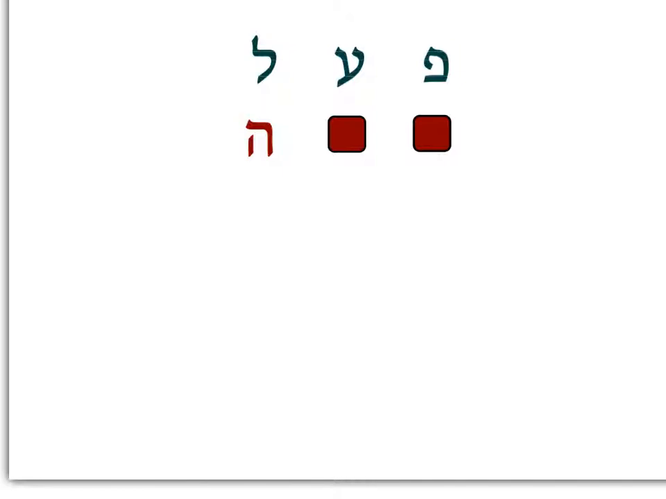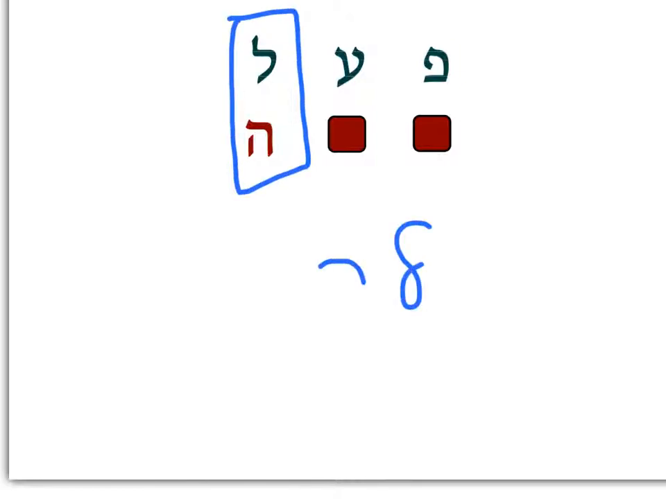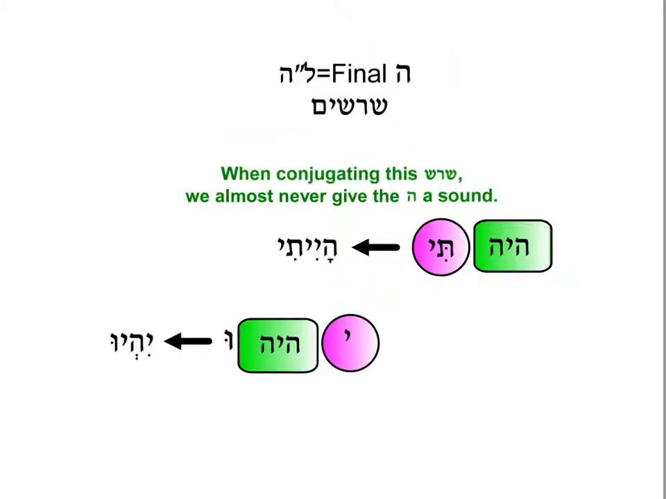So this type of shoresh is called a lamed hey shoresh, meaning that the last letter of the shoresh is going to be a hey, and it's going to be silent. When we conjugate these lamed hey shorashim, the hey is almost never given a sound.